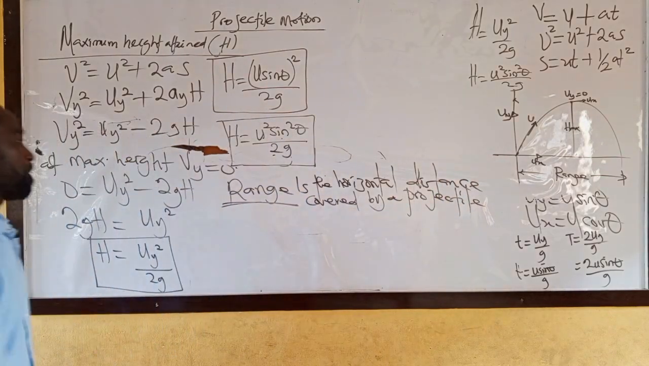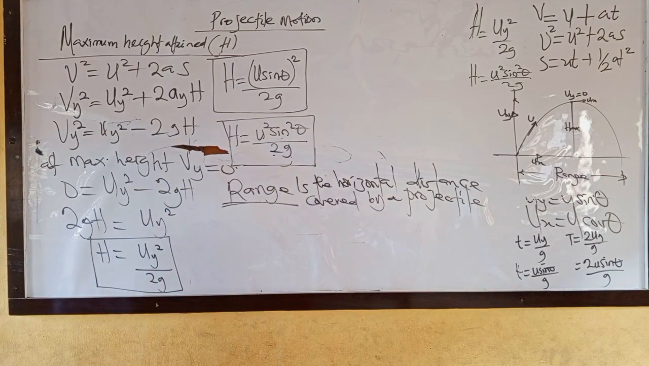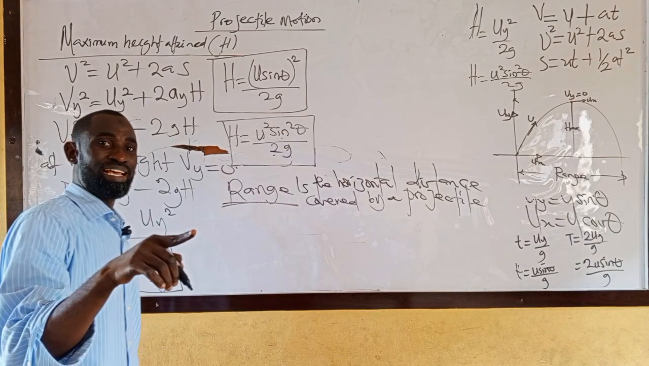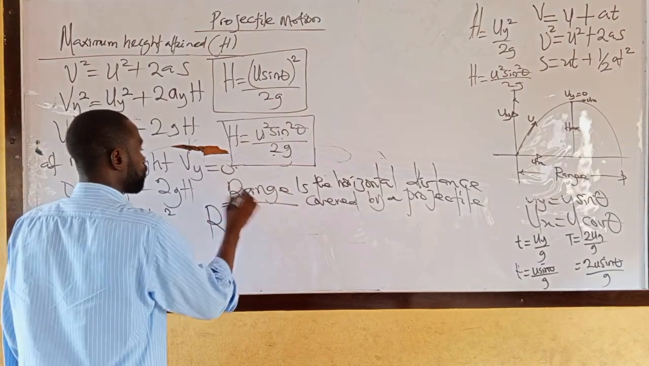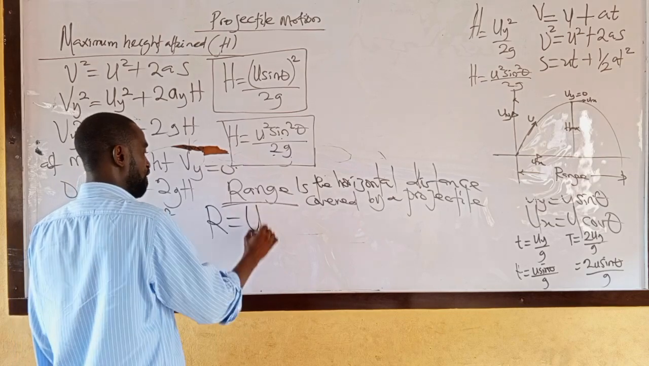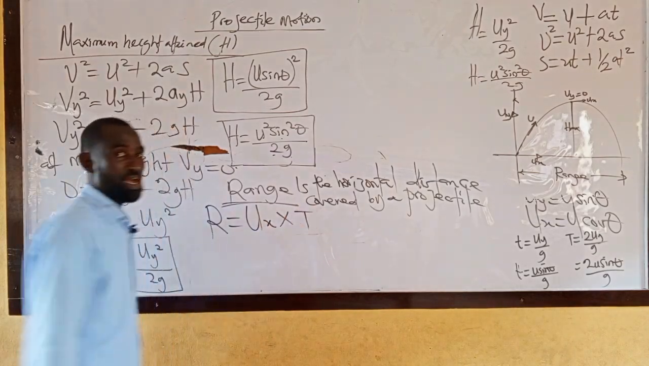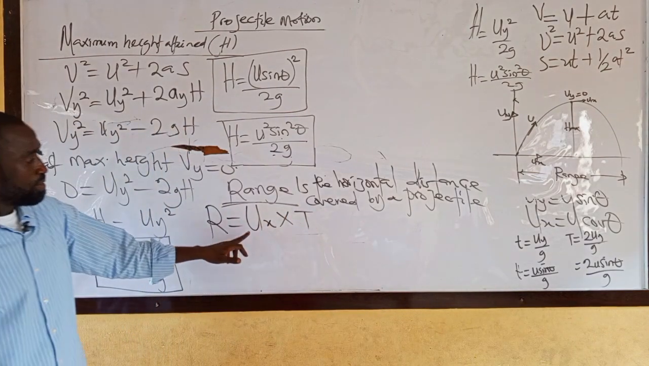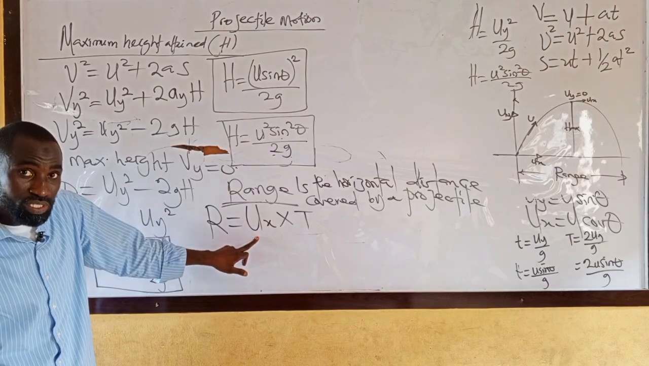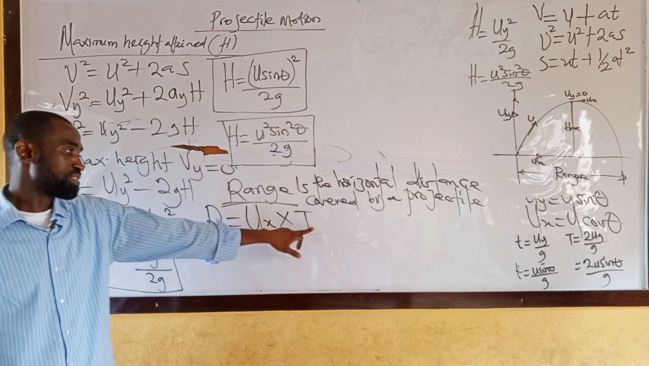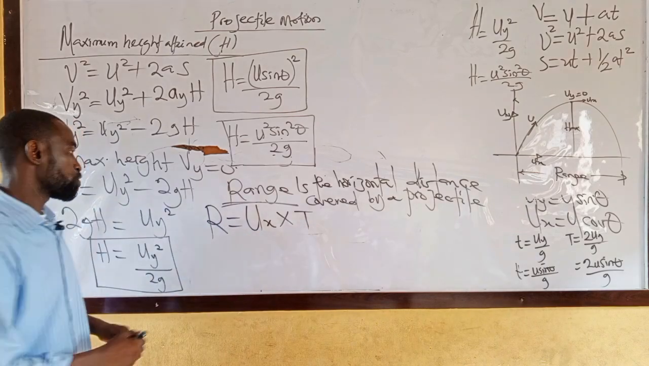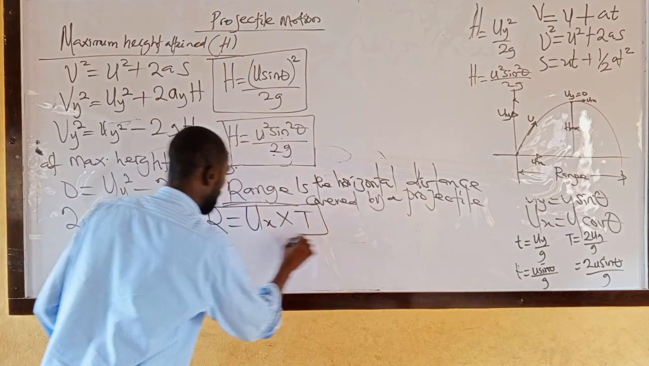Now, this range is mathematically defined as the product of the horizontal component of the initial velocity and the time of flight. So range R equals the product of u_x times the time of flight. Don't forget: range is the product of the horizontal component of the initial velocity and the time of flight. So put it in log form. This is one formula for range.